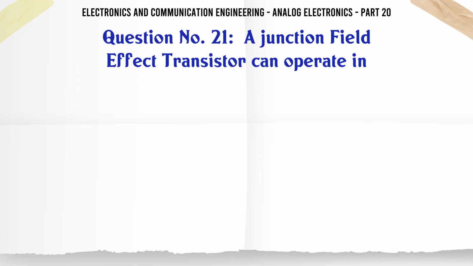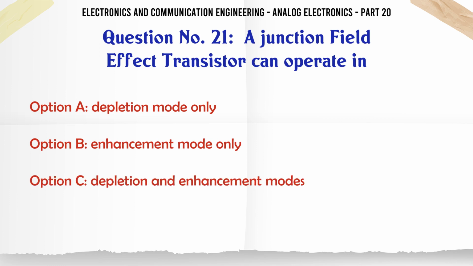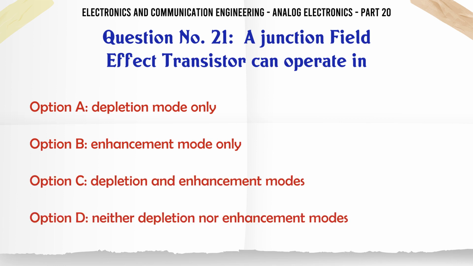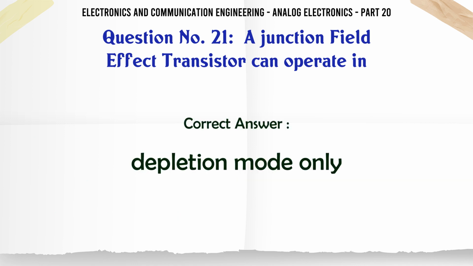A junction field effect transistor can operate in A. Depletion mode only, B. Enhancement mode only, C. Depletion and enhancement modes, D. Neither depletion nor enhancement modes. The correct answer is depletion mode only.